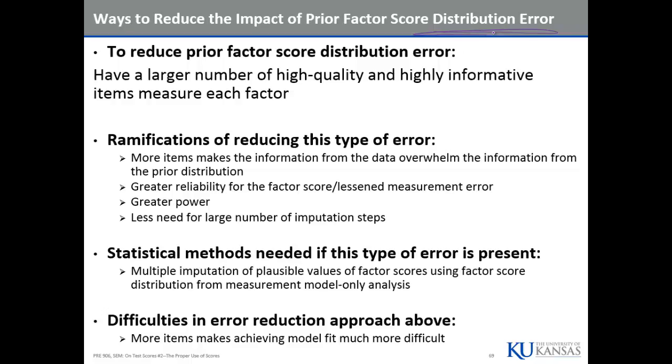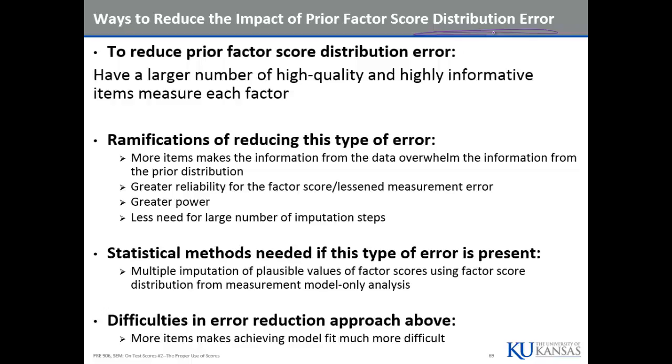Believe it or not, the fix for measurement error, unreliability, is the fix for factor score distribution error. In Billy's Badass Bayesian class next year, you'll know that the prior itself is one piece of information. If you don't have a lot of data, then the prior is the thing that focuses all the information to give you a number. The more data you have, the less the prior matters. And for a factor score, it's not data in terms of people, it's data in terms of items from the same person. So more and more items makes the factor distribution less informative, like it makes the prior less informative. It weakens it quite a bit.